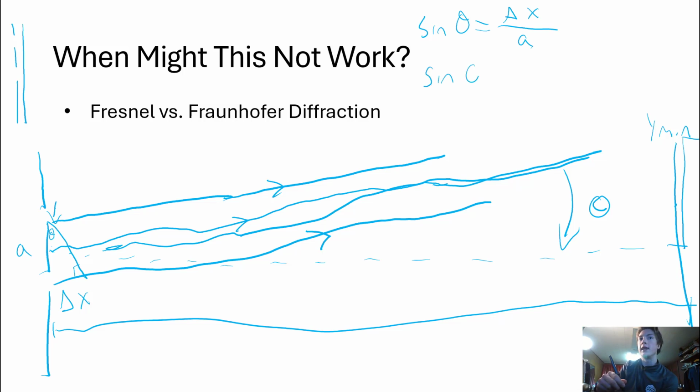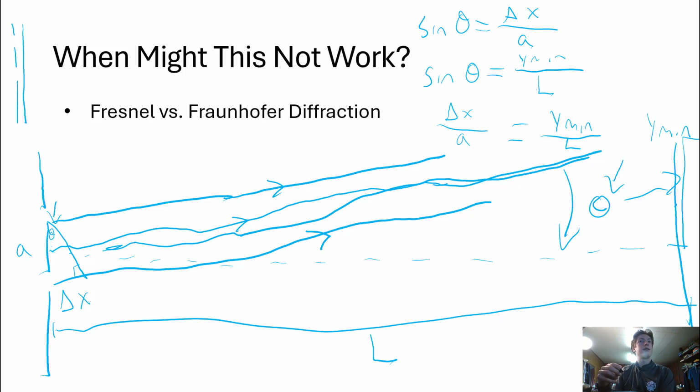But we also have sine of theta here as well. This is also opposite over hypotenuse. The opposite will be the y min. But as we said earlier, it's so far away that the leg is basically equal to the hypotenuse, so the hypotenuse will also just be L. We can set these equal to each other since sine of theta is equal to sine of theta. That's change in x over a is equal to y min over L.